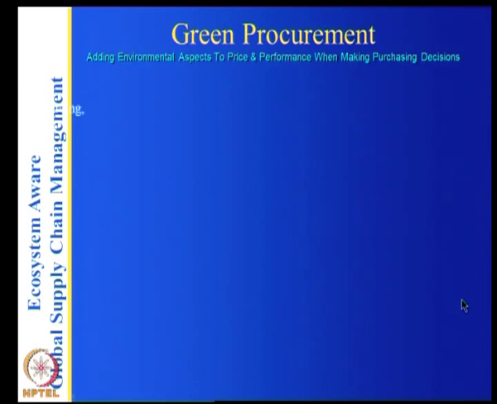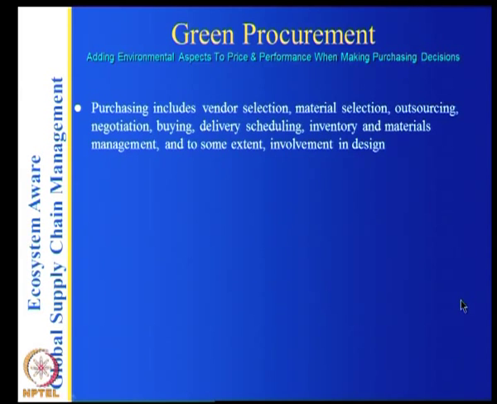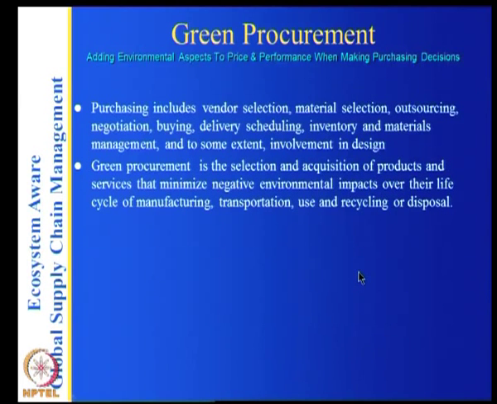So what is green procurement? Green procurement is purchasing, which includes vendor selection, material selection, outsourcing, negotiation, buying, delivery scheduling and so on. And green procurement is the selection and acquisition of products and services that minimize negative environmental impact over the life cycle of manufacturing, transportation and recycling or disposal. In other words, the product life cycle involves manufacturing, transportation, use, recycling and disposal, right? So all this you have to minimize the negative environmental impact over this life cycle of the product.